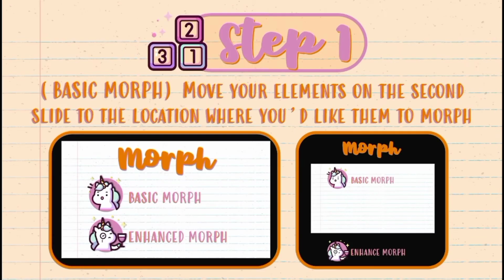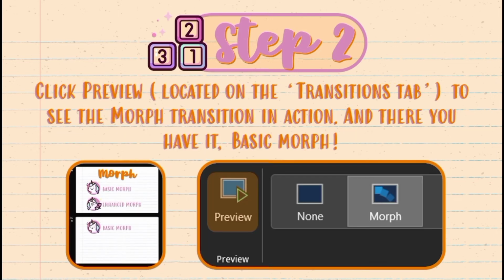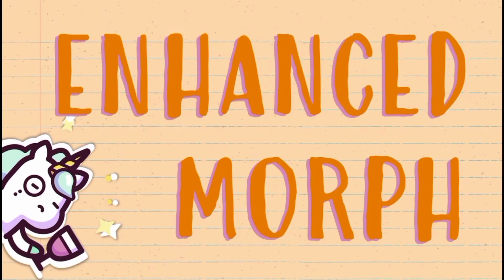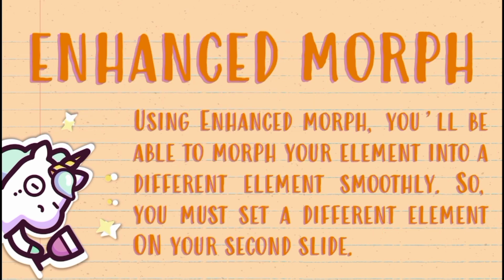Step number 1, move your elements on the second slide to the location where you'd like them to morph. Click Preview to see the Morph transition in action. And there, you have it, Basic Morph. And then let's go to our Enhanced Morph. Using Enhanced Morph, you will be able to morph your element into a different element smoothly. So you must set a different element on your second slide.